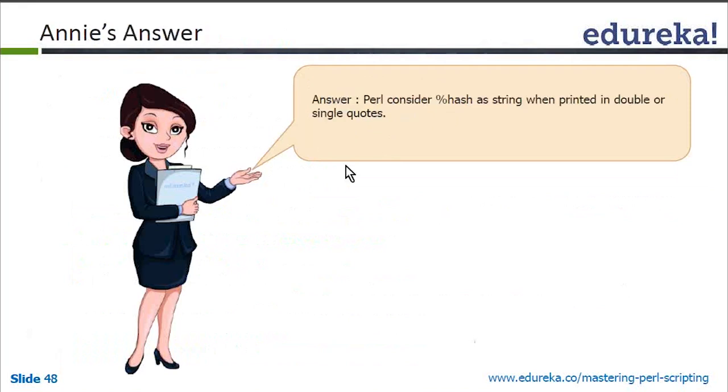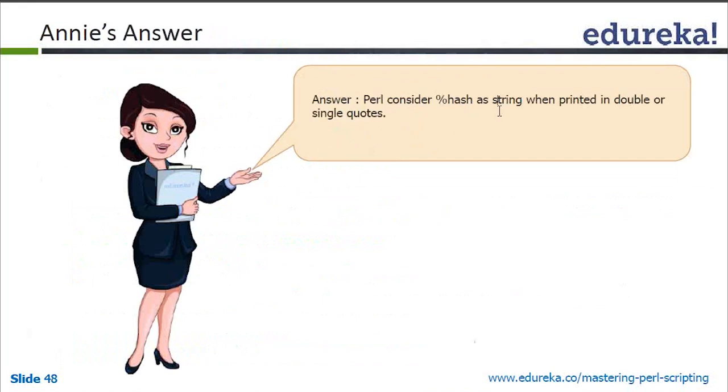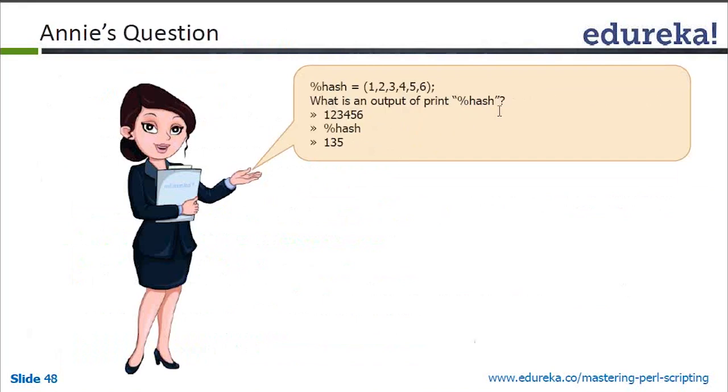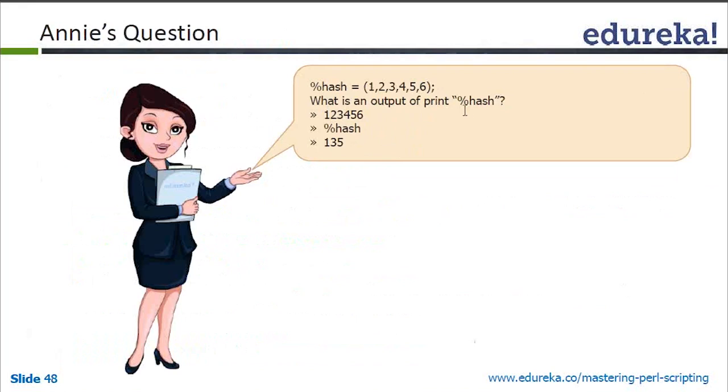Again, we have to understand this. Perl considers %hash as a string when printed in double or single quotes. This is very important. When you put this in double quotes, Perl identifies it as a string, so it will print the entire hash as a string value. It should print this as %hash only. So that is what it is.